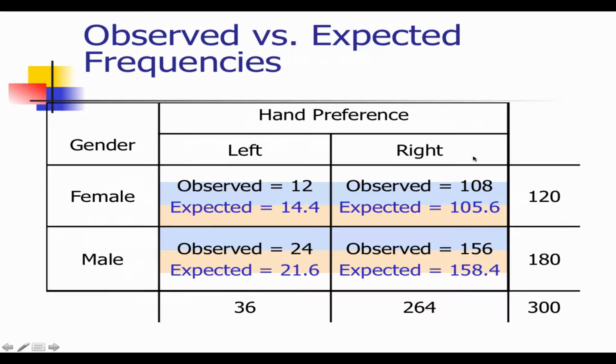And similarly, you can do this 1 minus p-hat multiplied by 120, and you get the expected number of females who are right-handed, which is 105.6. And for males, you can use 1 minus p-hat multiplied by 180, and you get the expected right-handed individuals in the males.